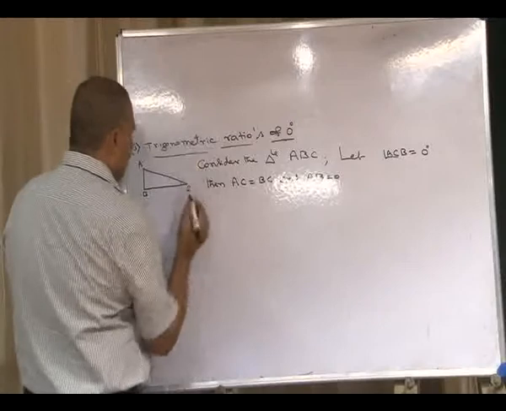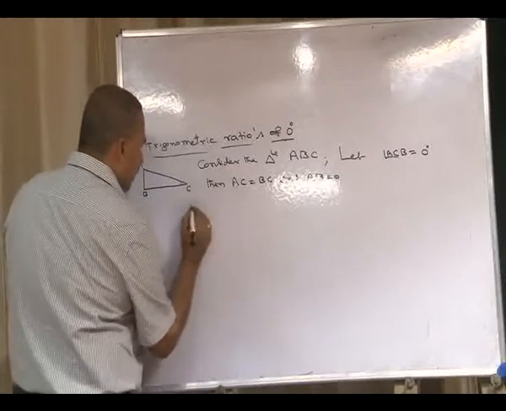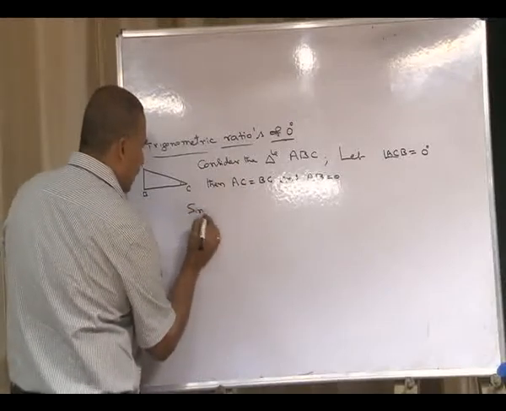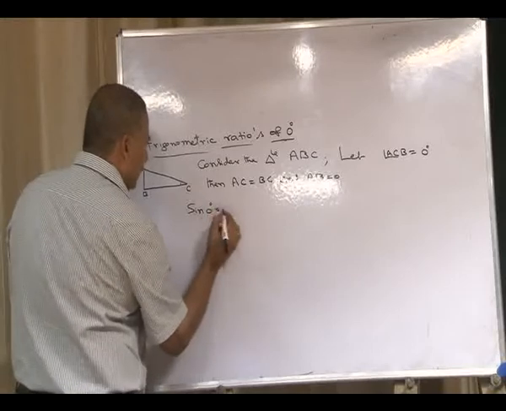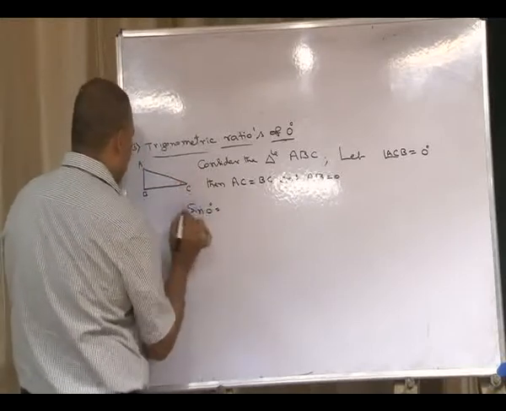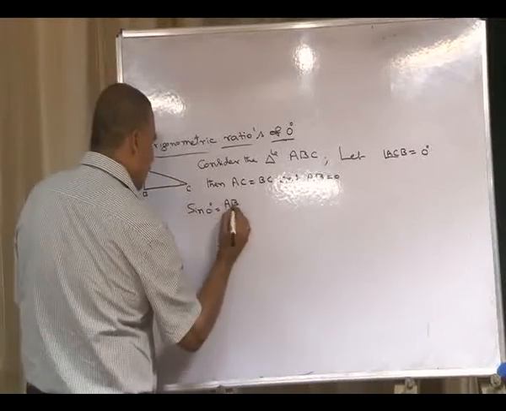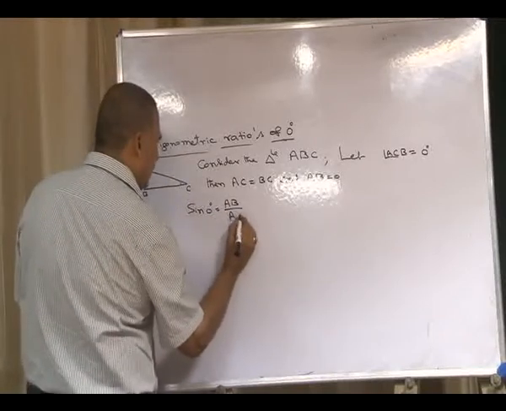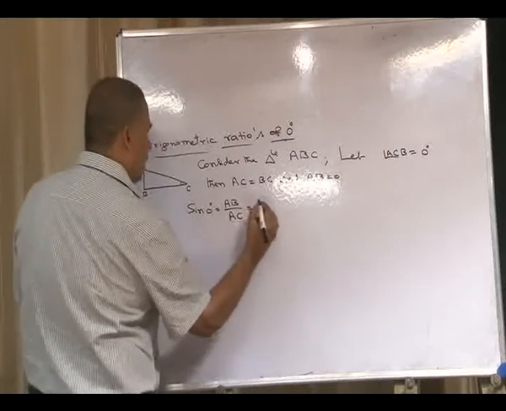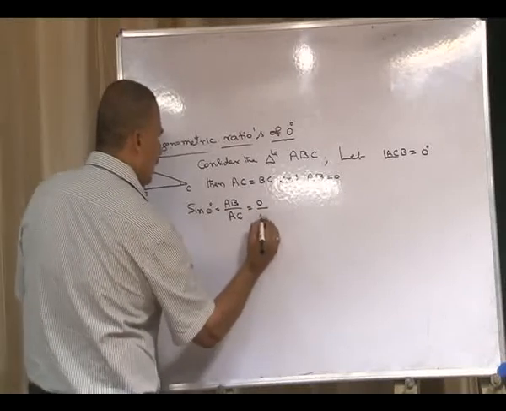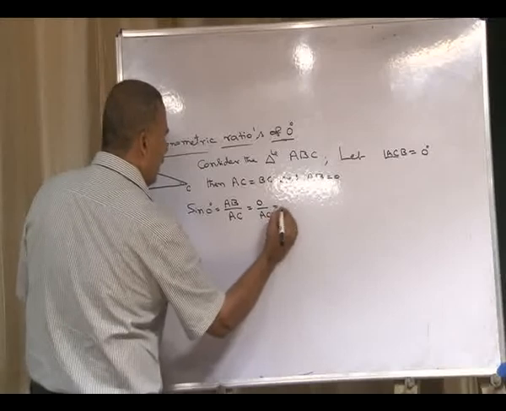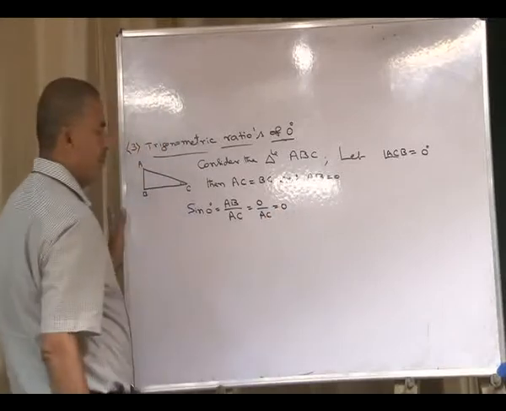Now write the trigonometrical ratios of 0 degree, that is sin 0 degree. Sin 0 degree is equal to opposite side AB by hypotenuse AC. AB is 0 by AC. 0 by anything is 0.